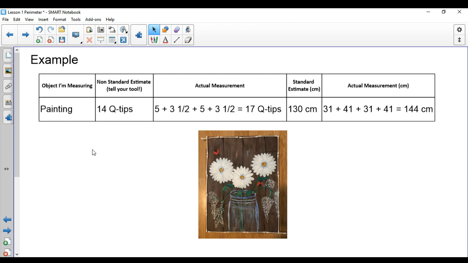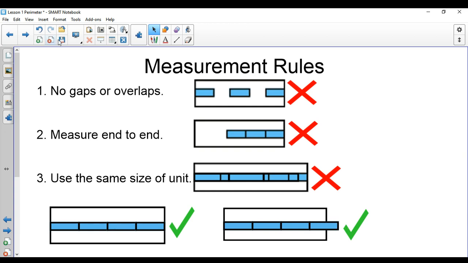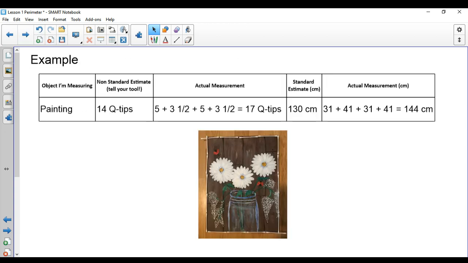So here's an example I did of a painting. So my object I'm measuring is a painting. I estimated that it would be 14 Q-tips all the way around the object. And then I added them up. So I have my 5 represents my length on this side. 5 plus 3.5. Here's where I was talking over here about how it might go over a little bit and you might have to change your estimate a bit. So again, my Q-tip didn't quite fit in, so it was about 3.5. 1, 2, 3.5, I decided. So 5 plus 3.5 plus 5 plus 3.5 totaled 17 Q-tips.